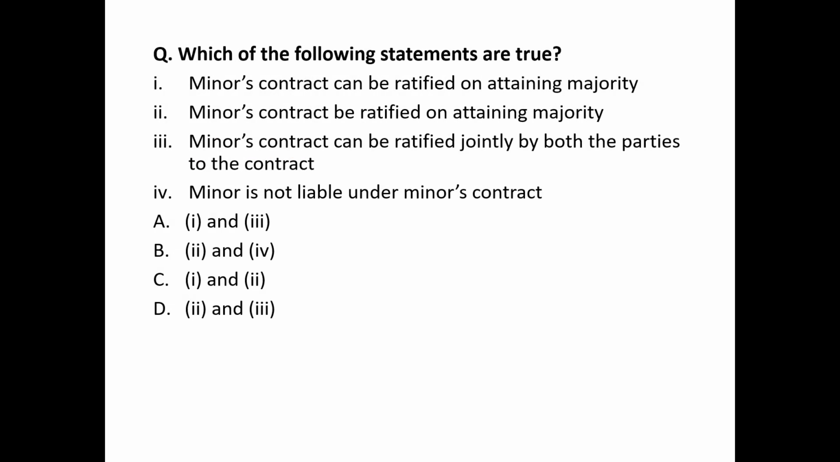Next question. Which of the following statements are true? Minus contract can be rectified on attaining majority. Correct. Minus contract can be rectified on attaining majority. Correct. ये दोनों सेम ही स्टेटमेंट है. Minus contract can be rectified jointly by both the parties to the contract. Correct. Minor is not liable under minus contract. Correct. So ये क्वेश्चन को भी डिलीट कर दिया गया था because answer was not available.